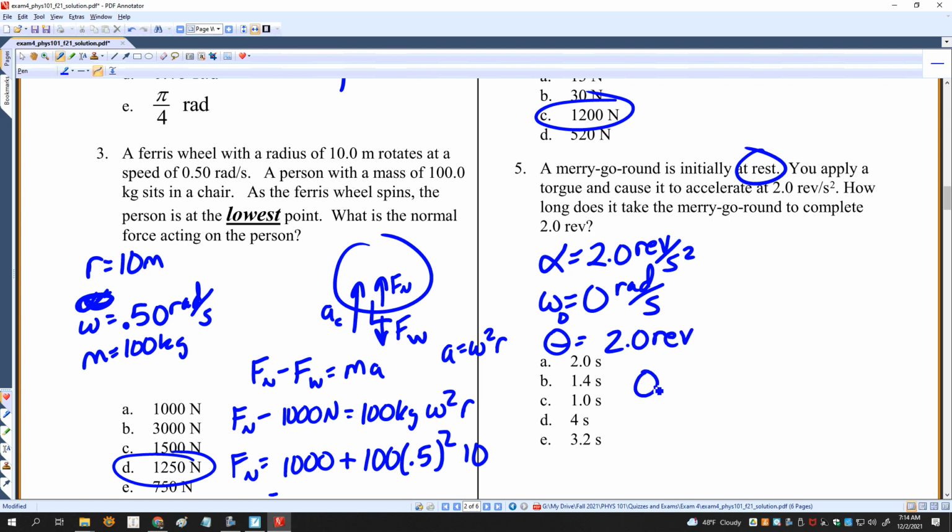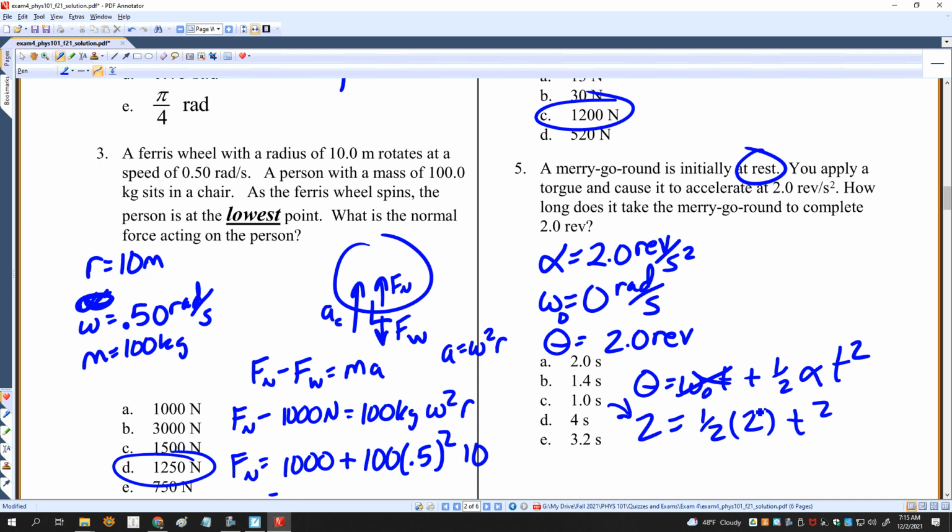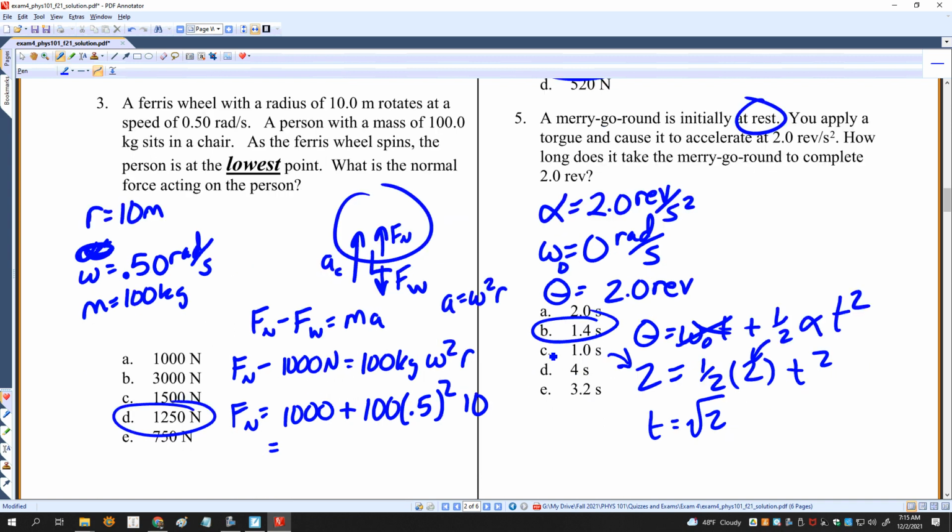I know that theta equals omega naught t plus 1/2 alpha t squared, and omega naught is 0, so that term goes away. Looks like I know everything else here, and since the omega naught was 0, this is pretty easy to solve. So I'm just going to have 2 equals 1/2 of 2 times t squared. This is my angular displacement. This is my angular acceleration. So t is the square root of 2, which is 1.4.